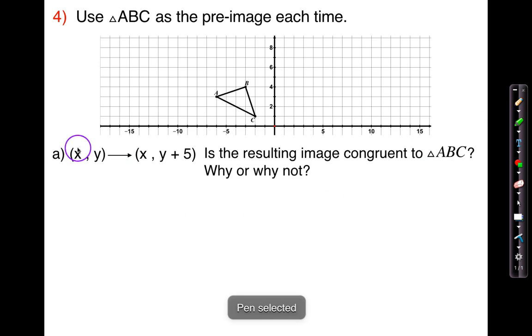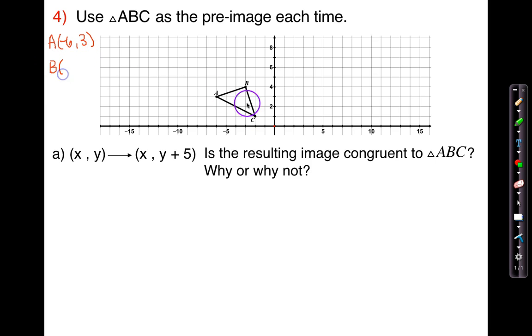First, let me teach you how you would use this coordinate rule to create your new image. It's definitely going to be beneficial for you to list all of the ordered pairs out. I'm going to go ahead and say that A is (-6, 3).